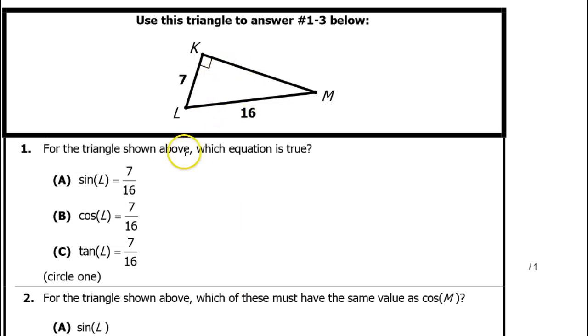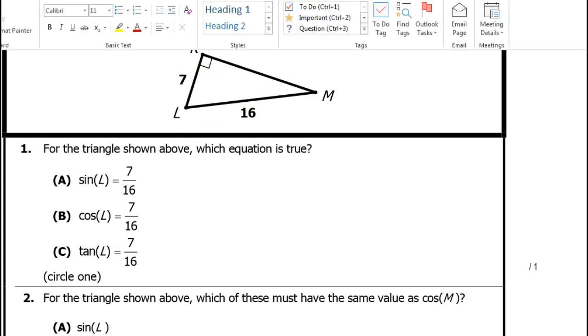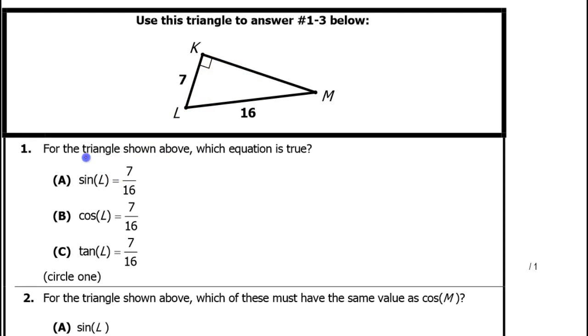So, we will use this triangle to answer the first few questions. For the triangle above, which is true? Alright, so it's all about angle L, so I'm going to go ahead and circle angle L, and the side across from the 90-degree angle is the hypotenuse, and the side across from the angle, this side over here, is opposite, and this side over here is adjacent, right?